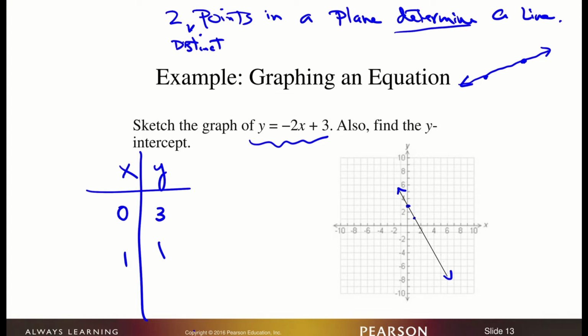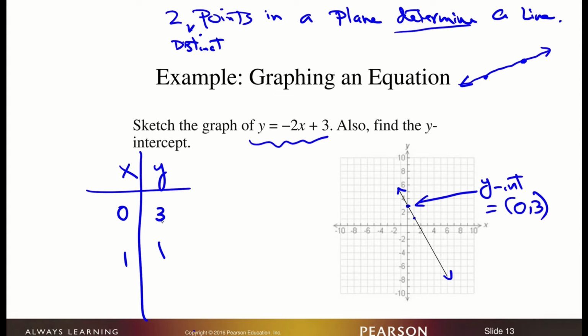So we were also asked to find the y-intercept. Remember, the y-intercept is the point of intersection of the line and the y-axis, right? So it's that point right there. For every point on the y-axis, we know that the x value is 0. So when we set x equal to 0 and found that y value, we in fact were finding the y-intercept as well. So that is the y-intercept itself. Okay?